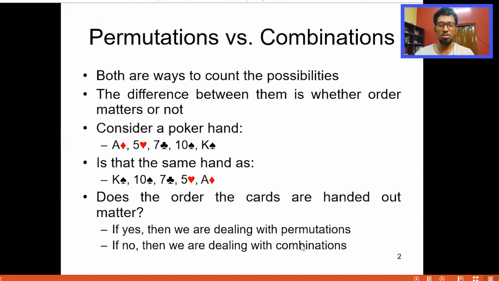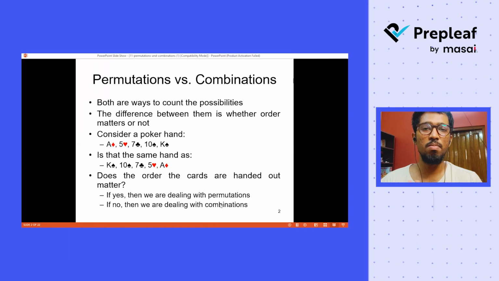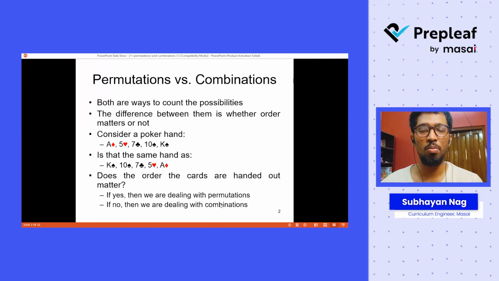So that is the basic difference between permutation and combination. Whenever you are dealing with a problem and counting possibilities, if the order is necessary, then we have to go for permutation, and if the order is not necessary, then you have to go for combination. That is the main basic difference between permutation and combination.